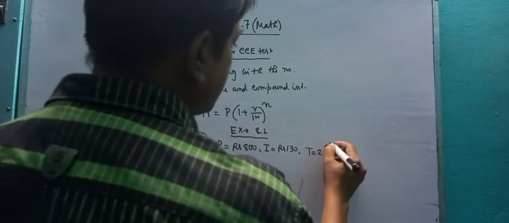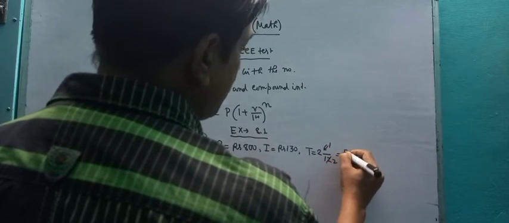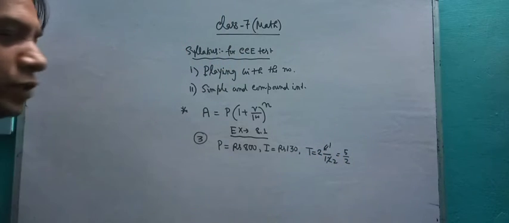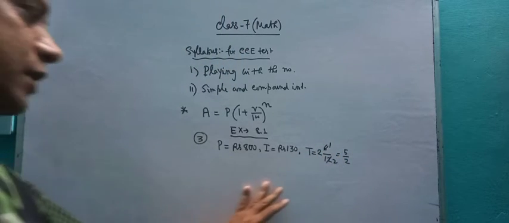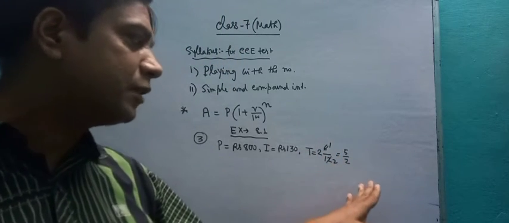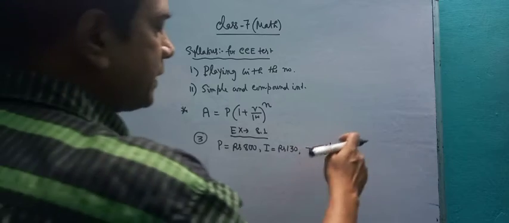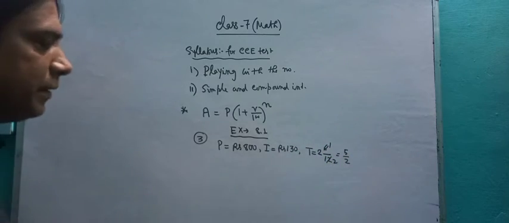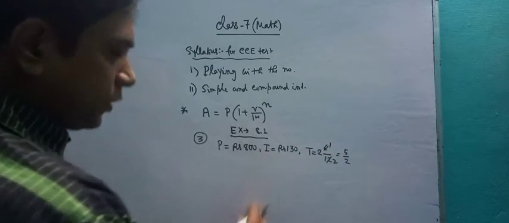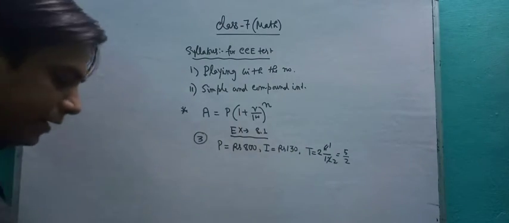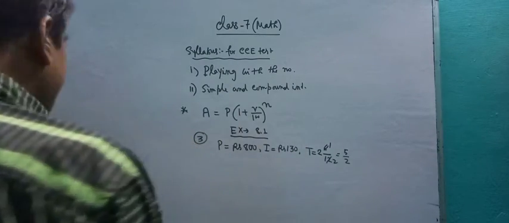So 6 by 12, that is 1 by 2, so the answer will be 5 by 2. Whatever question, if the question has years and months, you must always convert into years. So that's why 2 years 6 months means 6 by 12, that is 5 by 2. So whatever the question asks, find the rate of interest.